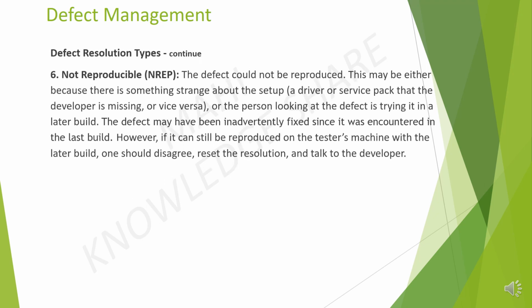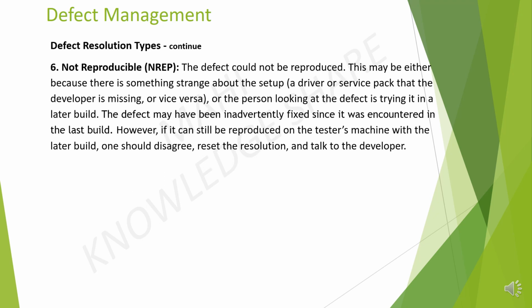6. Not reproducible. The defect could not be reproduced. This may be either because there is something strange about the setup or the person looking at the defect is trying it in a later build. The defect may have been inadvertently fixed since it was encountered in the last build. However, if it can still be reproduced on the tester's machine with the later build, one should disagree, reset the resolution and talk to the developer.